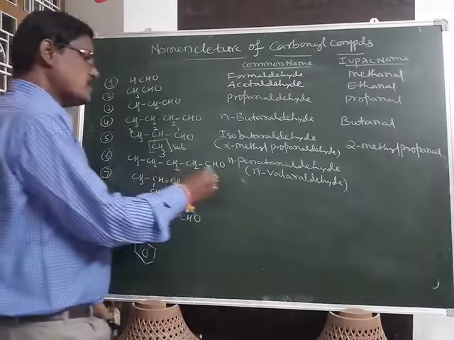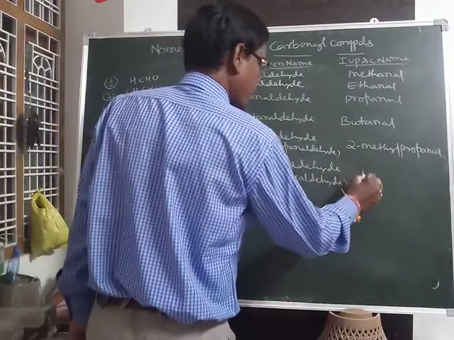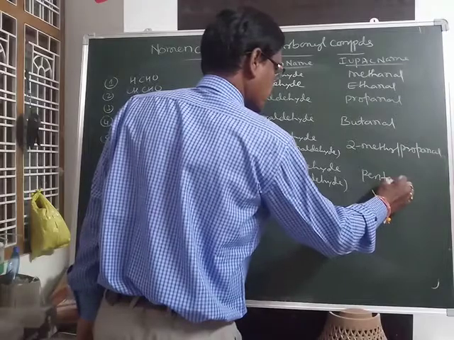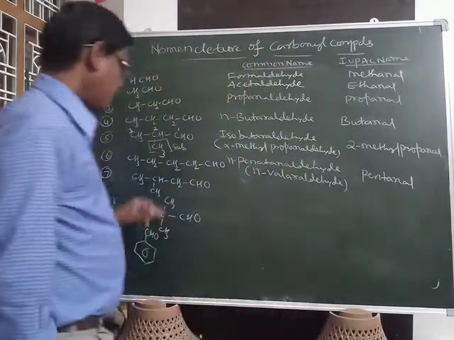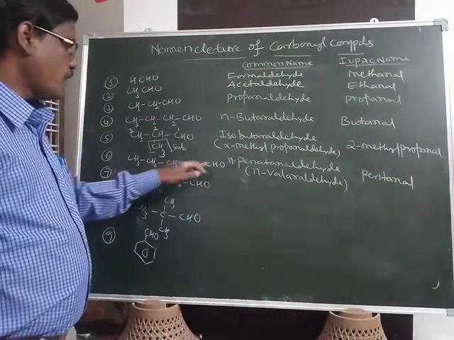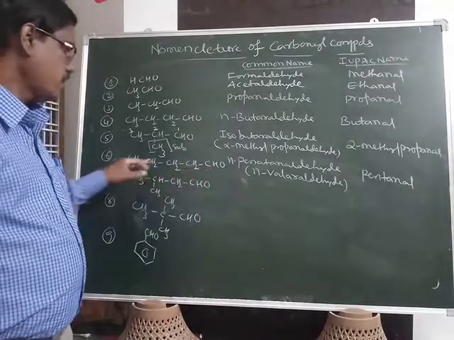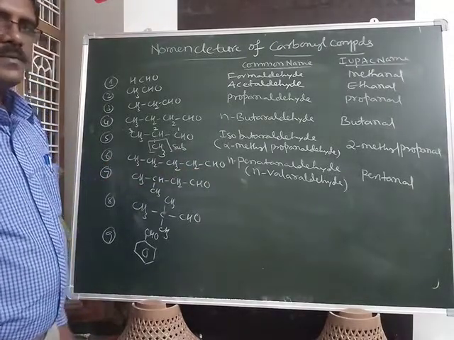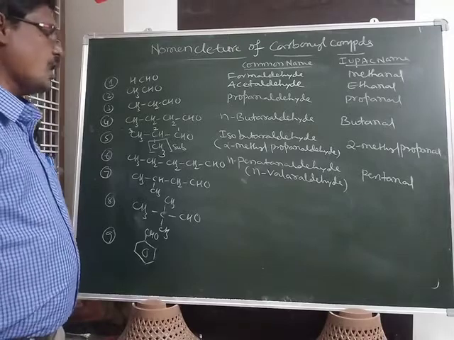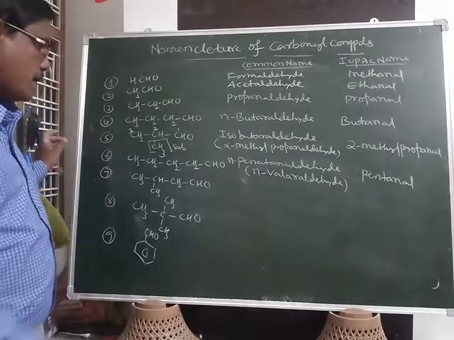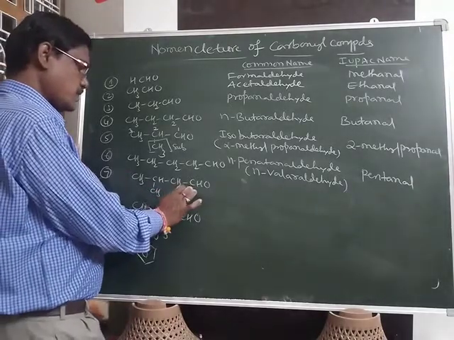Okay, its IUPAC name is pentanal. Why? Because here 1, 2, 3, 4, 5 carbons containing, pent, all carbon to carbon single bonds, pent plus an plus al, pentanal.